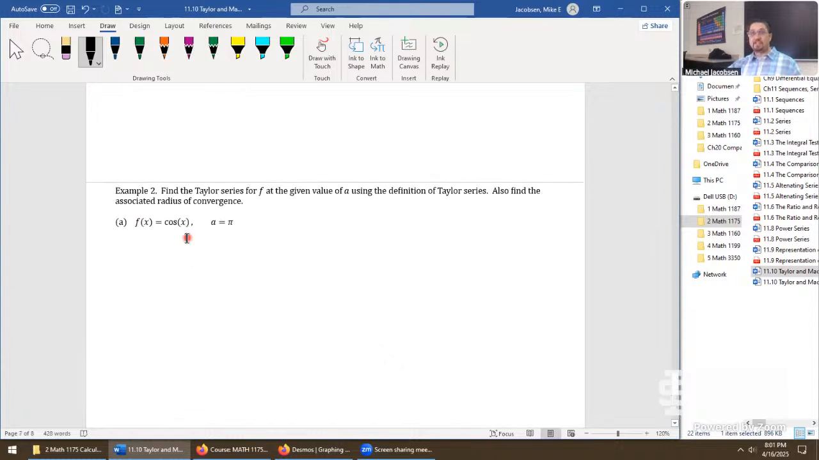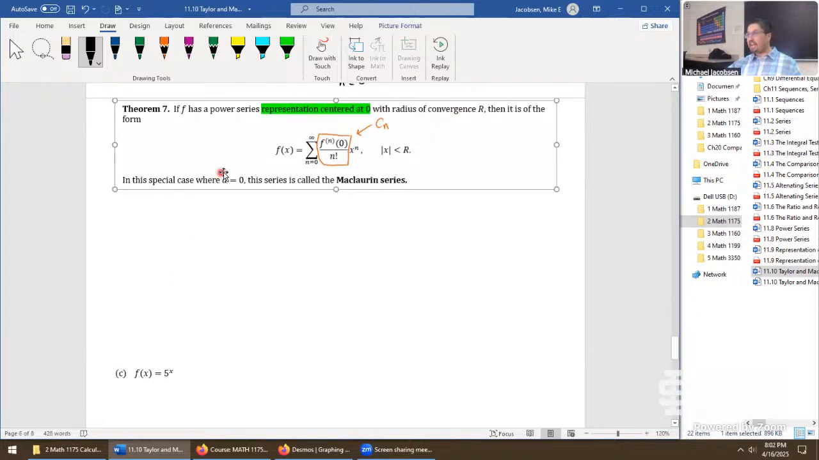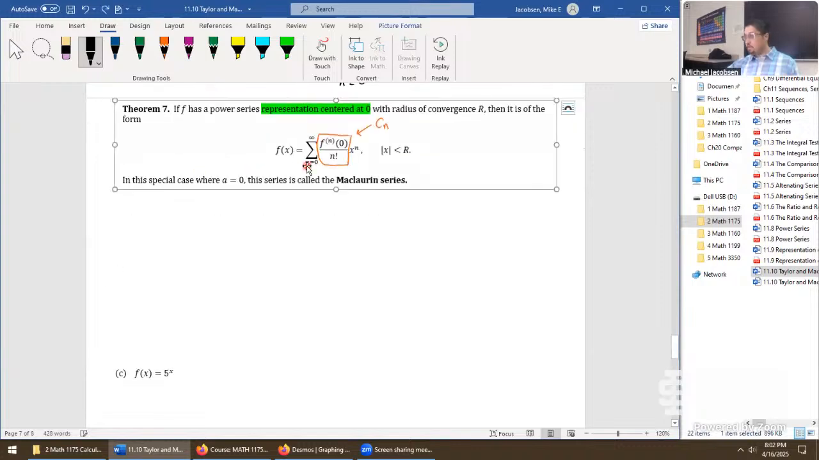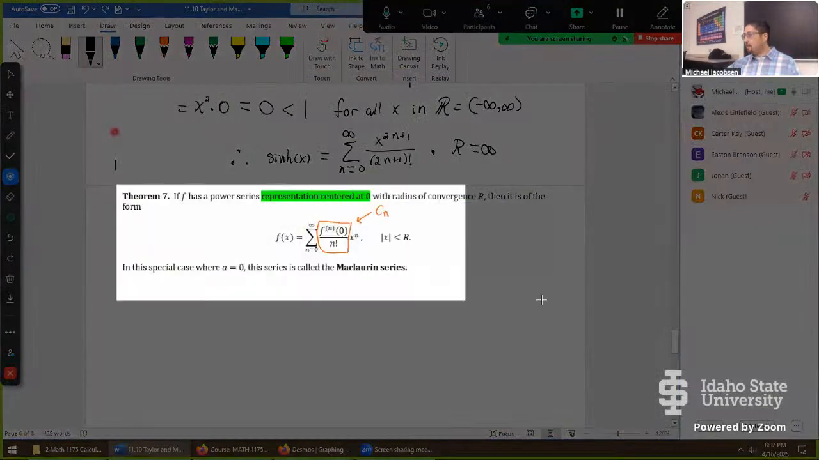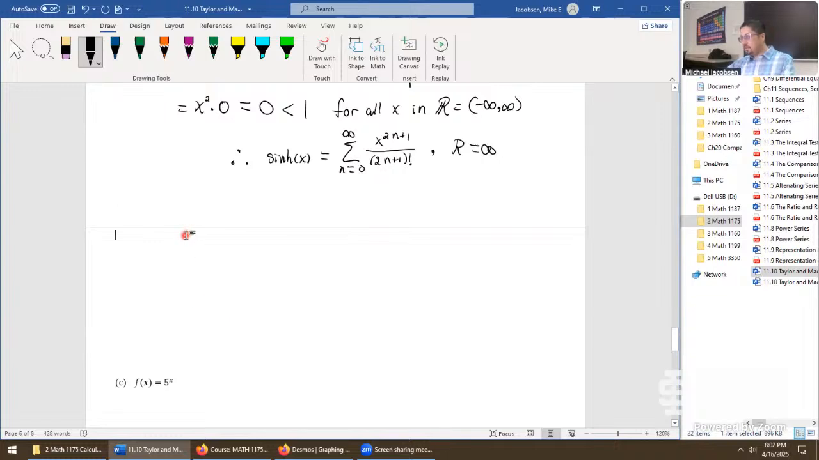On this one right here, cosine x, I think I had one more problem. I forgot about this one, 5 to the power x. We'll do that as our next one. Still doing the Maclaurin series. Let me just re-screenshot that actually. So here's our part C coming in next.